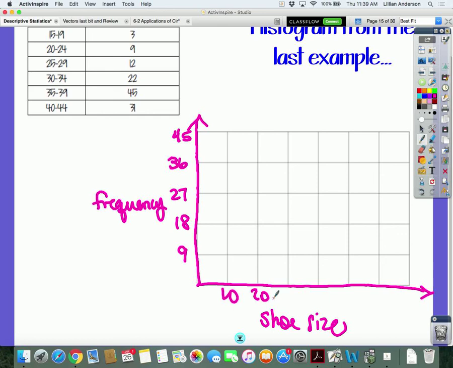Okay? We know that now. We couldn't go by 5s because if we started here 5, 10, 15, 20, 25, 30, 35, we wouldn't be able to include this last class.